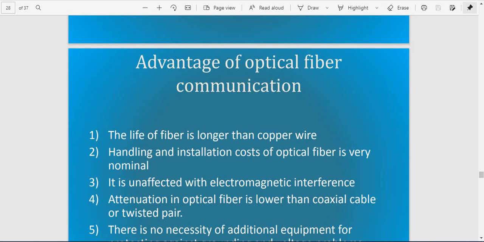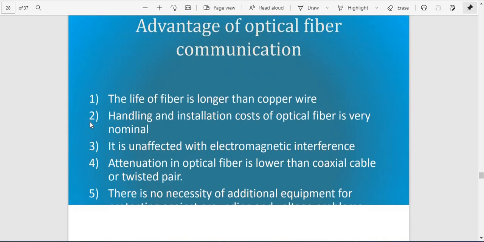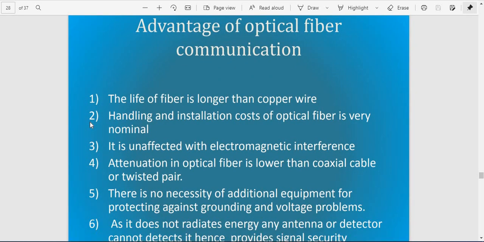So what are the advantages of optical fiber communication? The life of fiber is longer than copper wire. Copper wires are used very frequently, and when we use copper wire, it cannot be used for a longer period of time. Whereas optical fibers, when compared with copper wire, last a little bit longer. We cannot use them for a whole life, right? But still we can use them for a longer period of time.